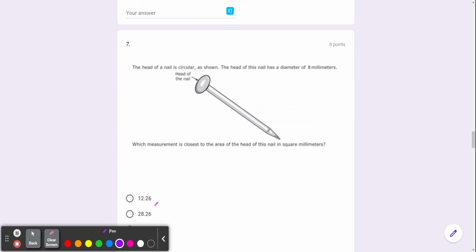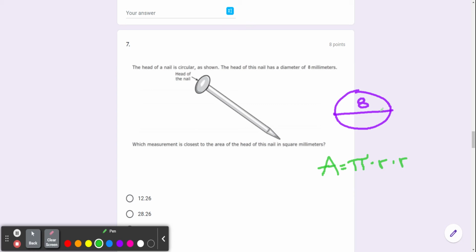Okay, number 7 says the head of a nail is circular as shown. The head of this nail has a diameter of 8 inches. Let me redraw the head of the nail. Which measurement is closest to the area of the head of this nail in square millimeters? So I know that I'm looking for the area, which is pi times the radius times the radius. And I need to know what the radius is. The radius is half. So if I divide that by 2, my radius is 4.